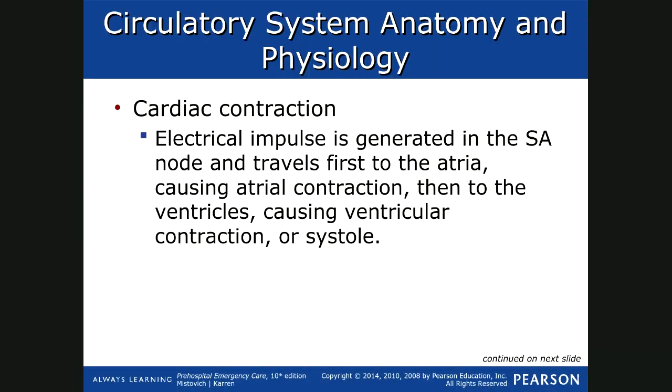All right, so when the SA node fires, again, that is what causes the atria to contract. Then it goes through the AV node, and remember the AV node is there to pause that stimulus for less than 1/5 of a second before the ventricles are stimulated, and hopefully the ventricles are going to contract as well. All right. Now, when the ventricles contract, that's what we call systole.